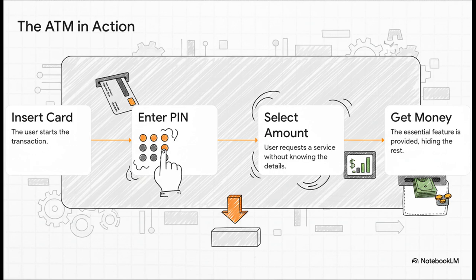Think about it. When you walk up to an ATM, you have a very simple set of steps, right? You insert your card, you type your PIN, you pick an amount, and you get your cash. You don't know, and you definitely don't need to know, how it's securely connecting to the bank's network, or the mechanics of how it counts the bills, or how it's checking your balance in a database. All of that complexity is completely hidden. That is brilliant abstraction.